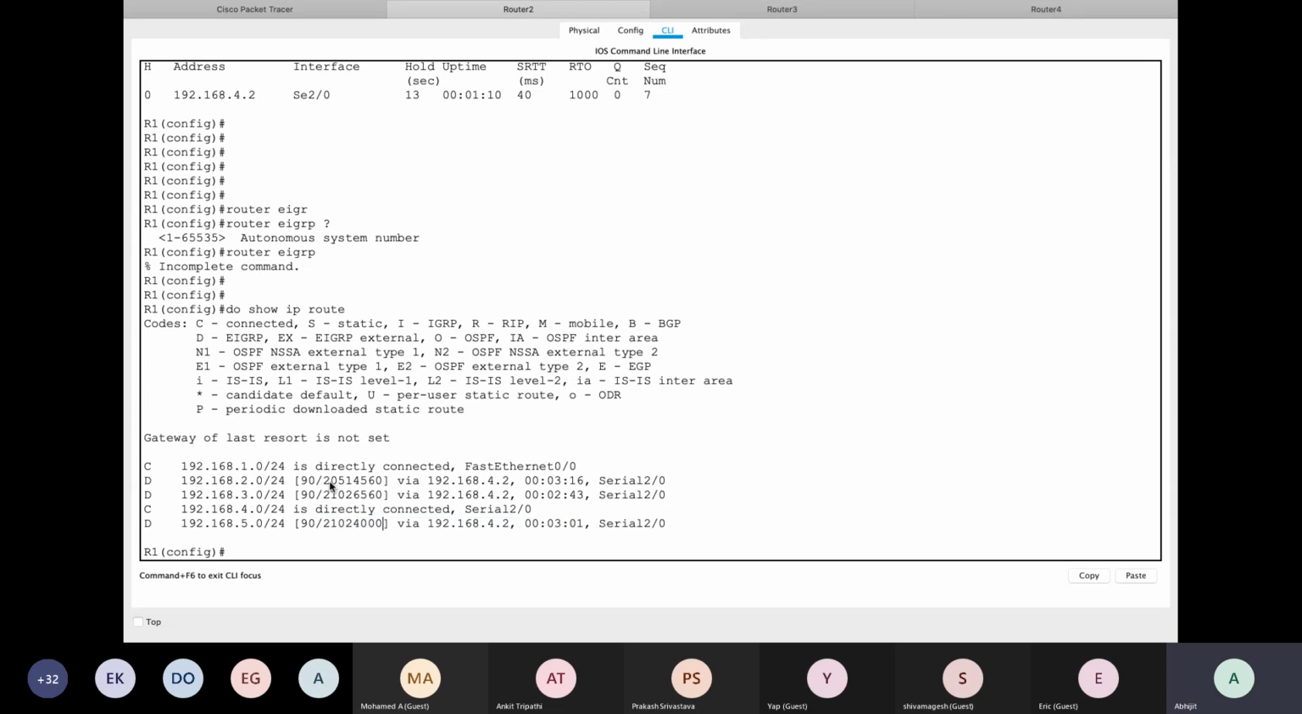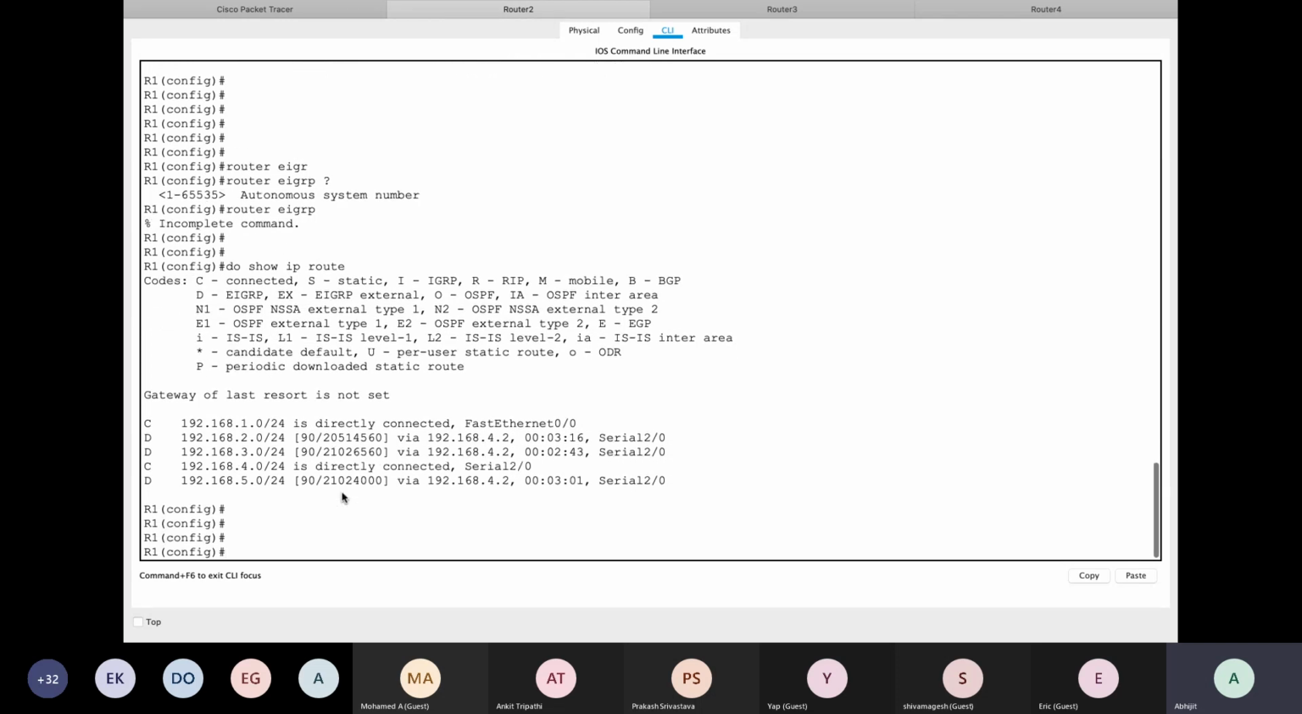It's a big number, but we're going to talk about how EIGRP actually calculates the metric, so don't worry about that. We're going to talk about how this number comes up. But for now, you can consider that this is a combination of bandwidth and delay for reaching the destination.